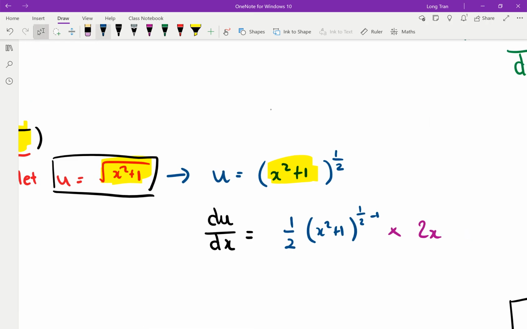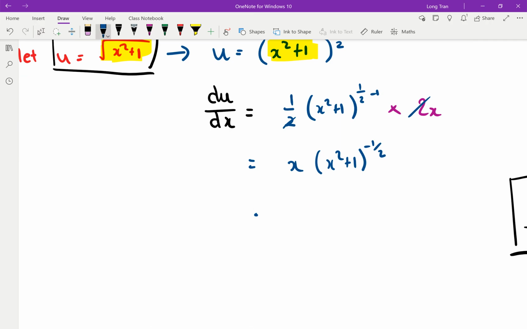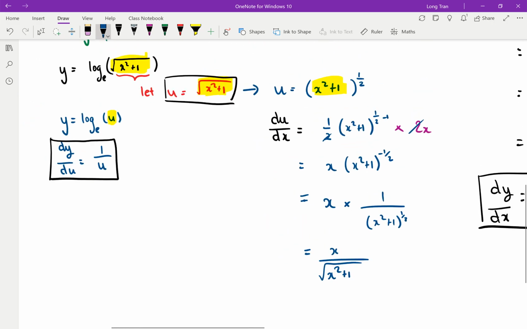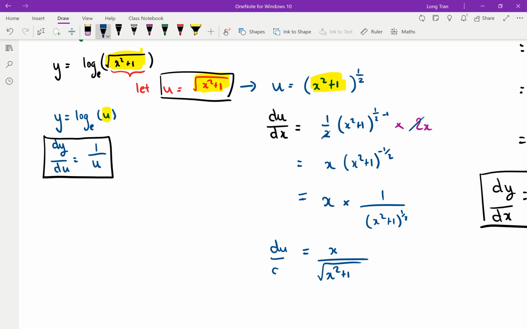So to simplify it now, half times the 2 will cancel out, and then you get x times x squared plus 1 to the power of half minus 1, which is negative half. And this is the same thing as writing x times 1 over, because the negative, you can bring the power down, it becomes x squared plus 1 to the power of positive half. And that's the same thing as writing x over the square root of x squared plus 1. And remember, to the power of half is the same thing as square root. So this right there is my delta u delta x.